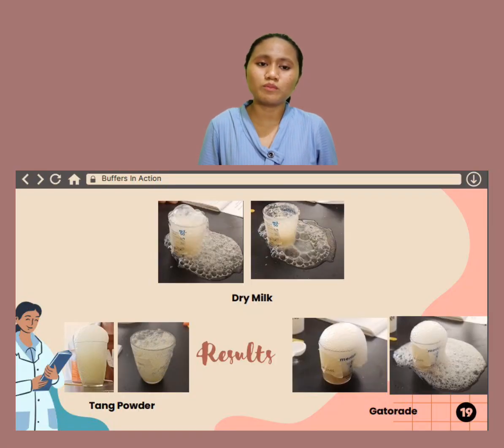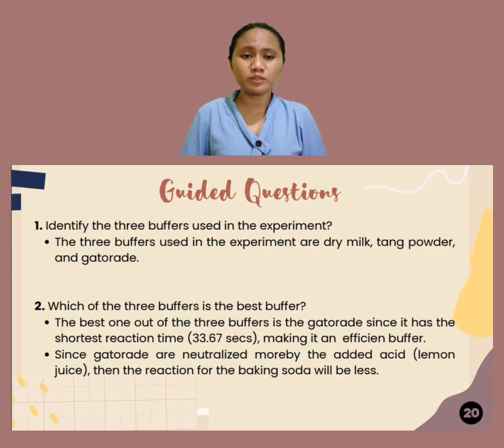So, to understand it more, let's answer the guided questions. So first, we want to identify the 3 buffers used in the experiment. So in this experiment, the 3 kinds of buffers that were used to resist the change in pH of other present solutions are dry milk, tongue powder, and Gatorade.